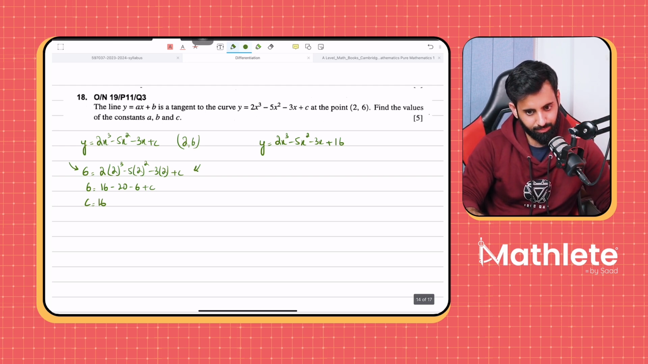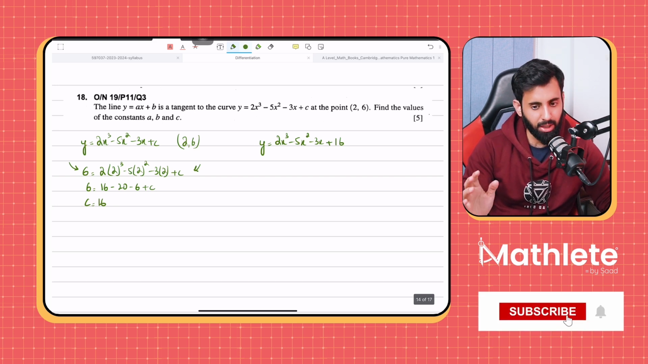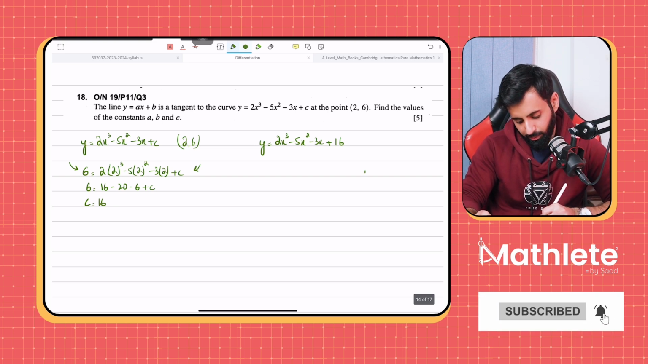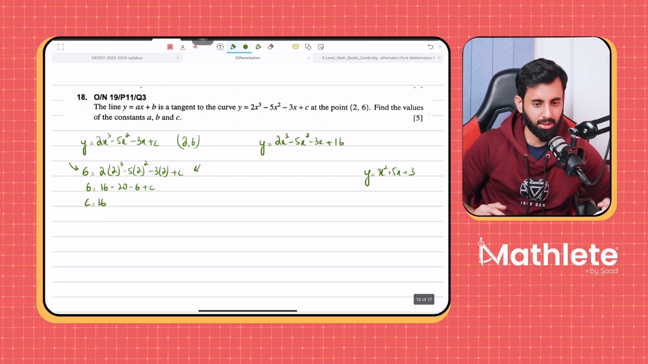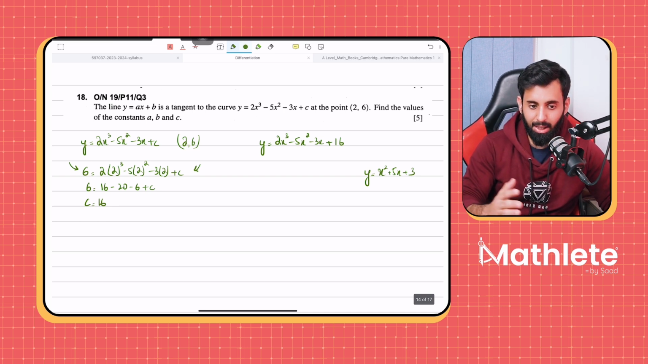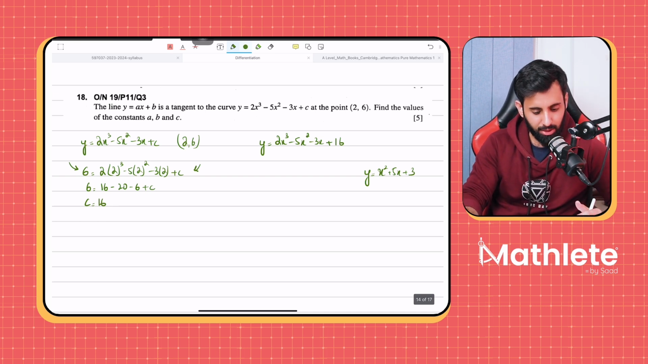Sir, will we get y-intercept if we put x equals 0? We will get y equals c. Okay, y equals c doesn't really solve for the value of c. We do get y-intercept, but we get it when we know what the equation is. For example, if you're given y equals x squared plus 5x plus 3, and I ask you to find the y-intercept, yes, you plug in x equals 0 and find the value of the y-intercept.